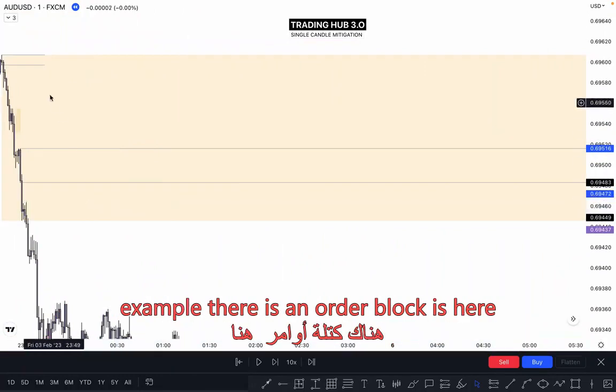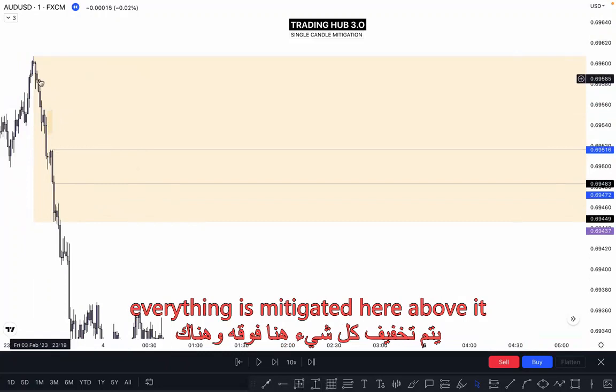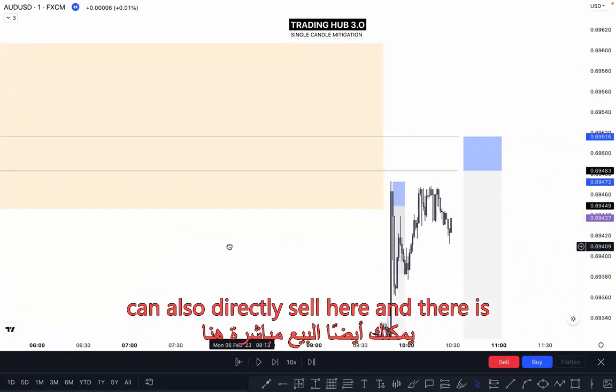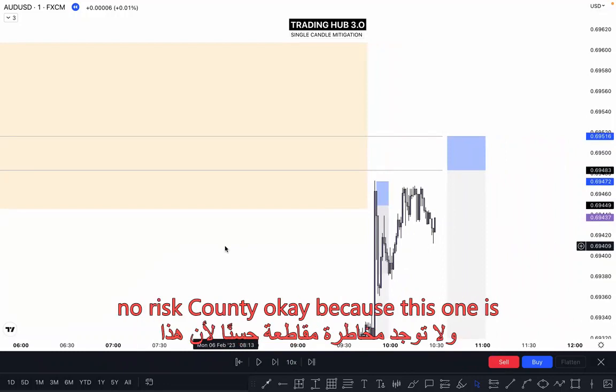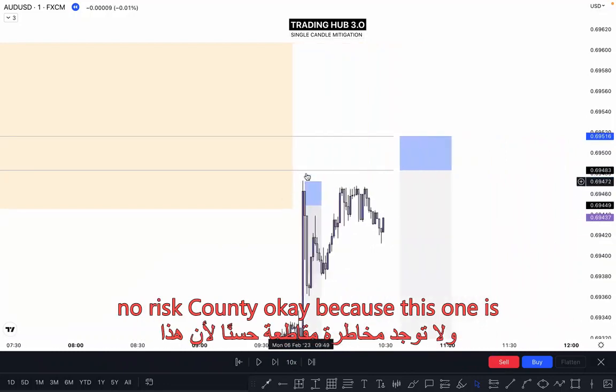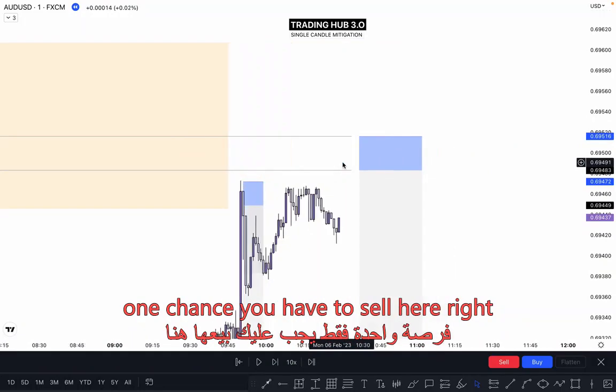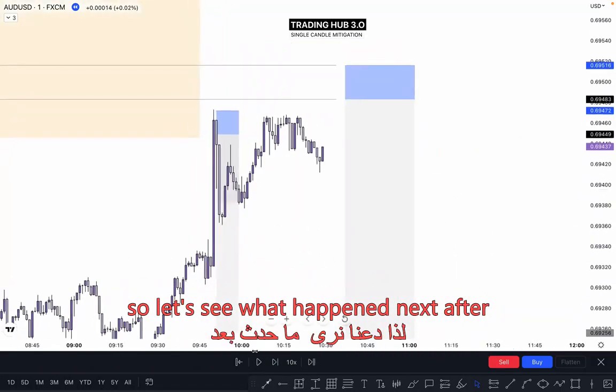For example, there is no order block here, everything is mitigated above it, and only one order block is here. Then you can directly sell here and there is no risk entry. This is called a high probability entry because you have only one chance to sell here, right? So let's see what happened next after this one.